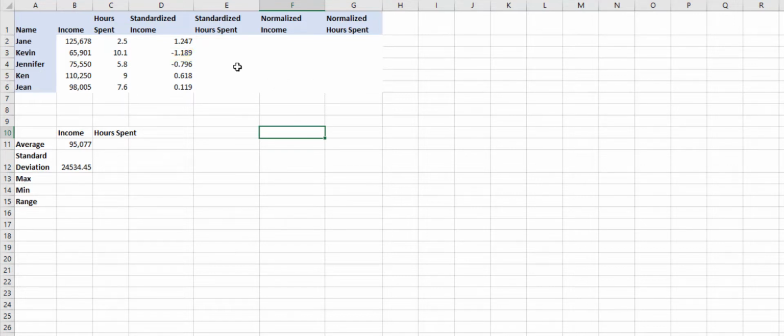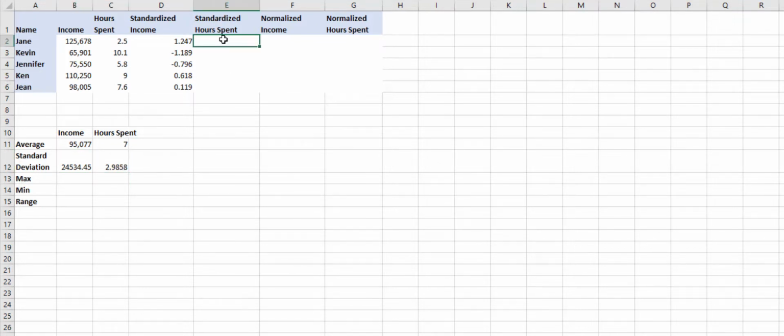Now let's calculate standardized hours spent. In order to calculate standardized hours spent, we need to first calculate the average for hours spent. We can just copy this formula here, and also for standard deviation we can do the same. And you can see that the average hours is 7 and the standard deviation is 2.9858.